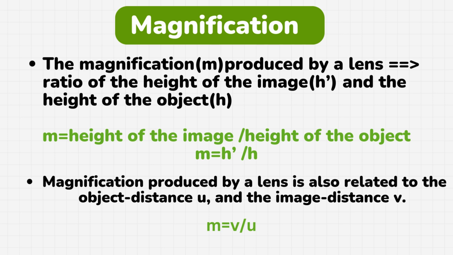Next one is magnification. Magnification of a lens means how much the image is resized compared to the object size. That is called magnification. We can calculate this magnification using this formula: the height of the image divided by the height of the object. One more formula is there: image distance divided by object distance.